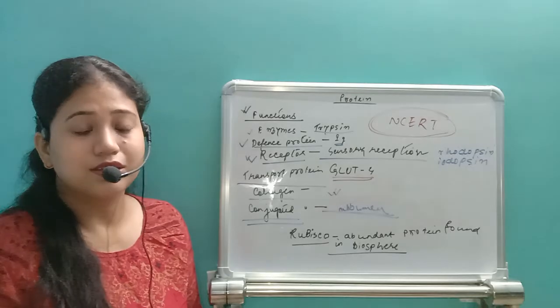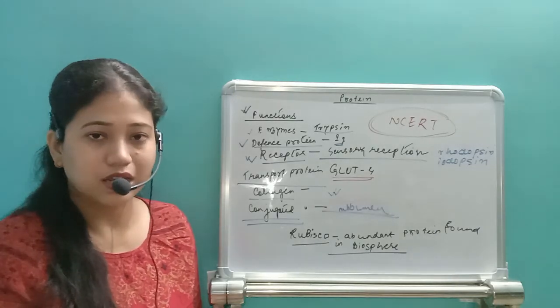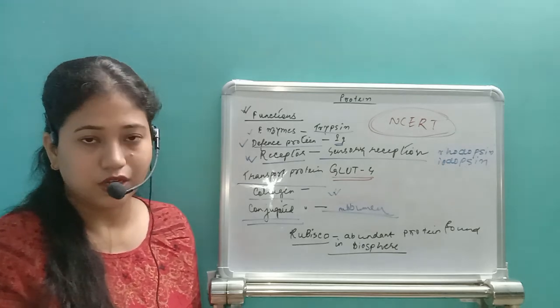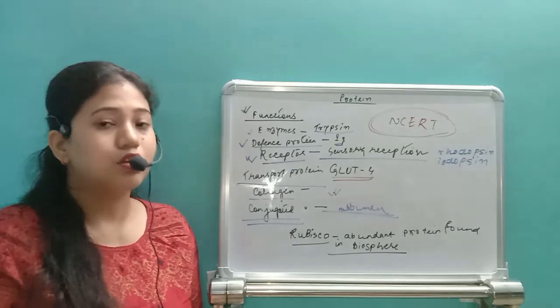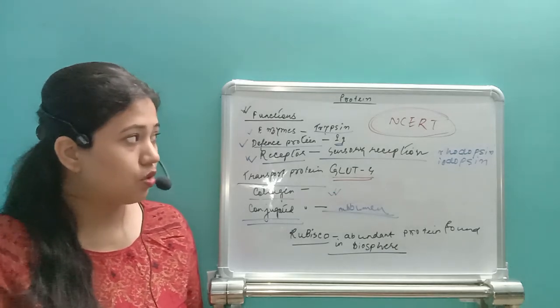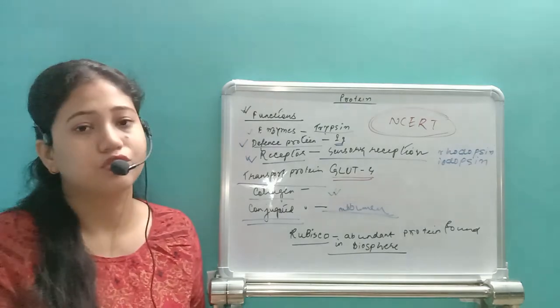I hope you understand about the amino acids and proteins. Those are all the things I have already covered. So you have to see whatever I have told you in this video. The primary, secondary, tertiary and quaternary structures are very important. And that's the NCERT chart from where you have to see the different functions of protein.